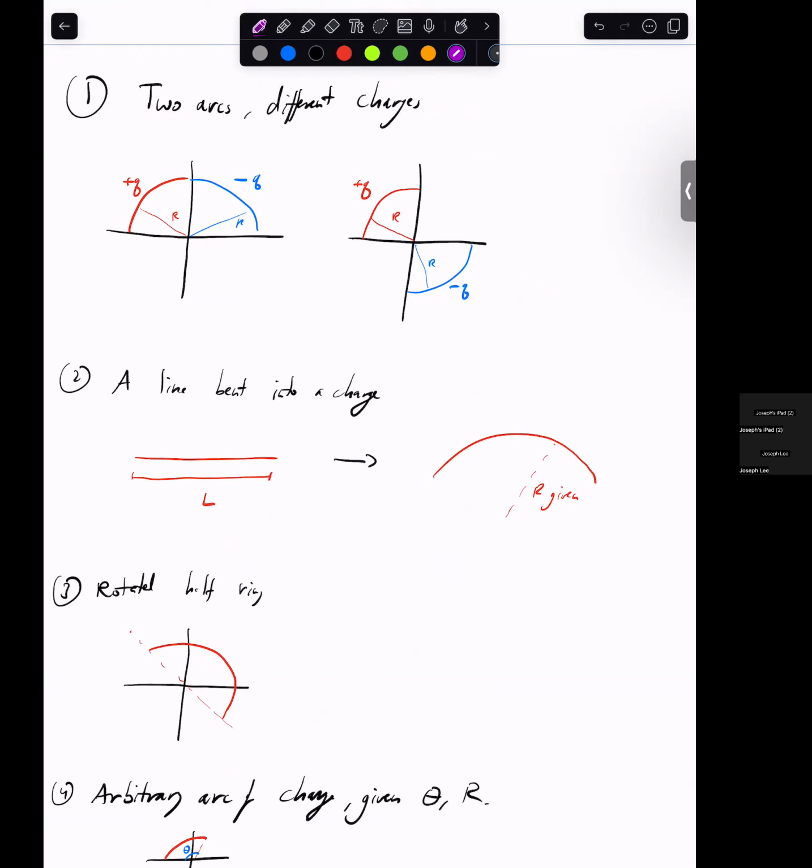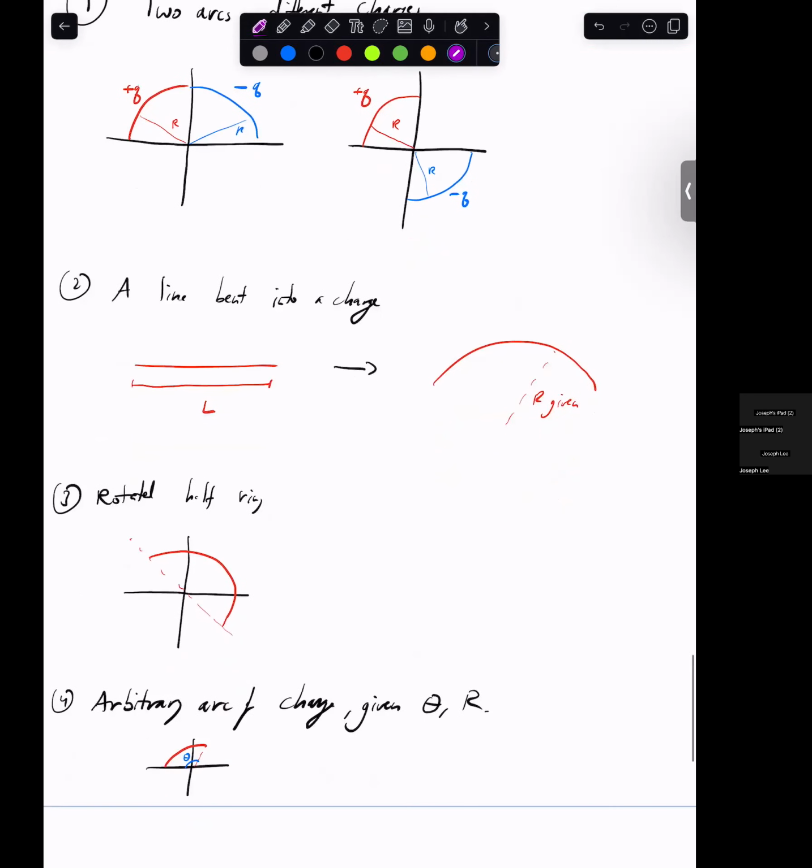Another problem I'd recommend, this is actually in Wiley Plus, is a line bent into an arc of charge. So imagine I give you a rod of length L with some charge Q, and then I bend it and tell you the radius of the new arc. Then I would ask you to find the electric field at the center. Again, this is very similar to the problem we just did, except now you would have to figure out what theta you'd have to integrate over.